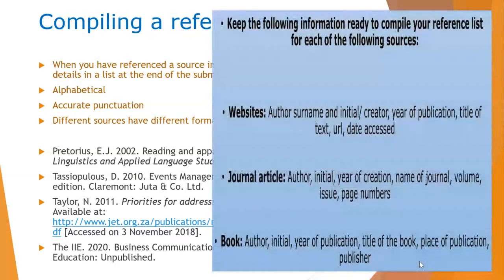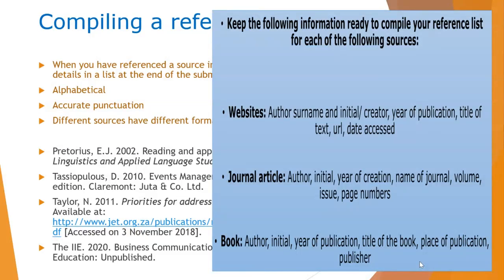You must keep the following information ready to compile your reference list for each of the following sources. So if you use a website, don't use the website, complete your whole submission, and then go back to try and find the information for your reference list. As you use sources, keep compiling your reference list or bibliography. For a website, you need to know the author's surname and initial or creator of the website, the year of publication or last updated, the title of the text, the URL, and the date that you accessed that website.